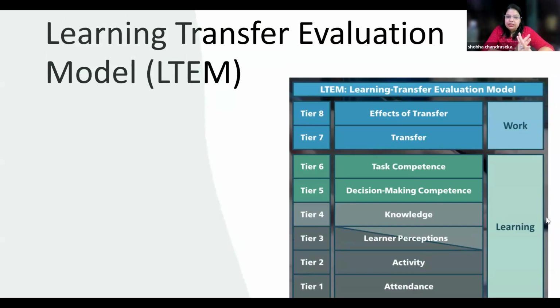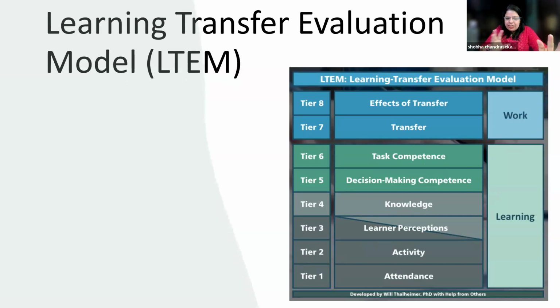So LTM consists of 8 levels or tiers for evaluation. They are organized progressively from the simplest measurement, like learner attendance and satisfaction, to more meaningful assessments of learner transfer and impact. Because of these different levels, it's easier to know which level you can progress to for your learning program. You can progress from one level to the other.